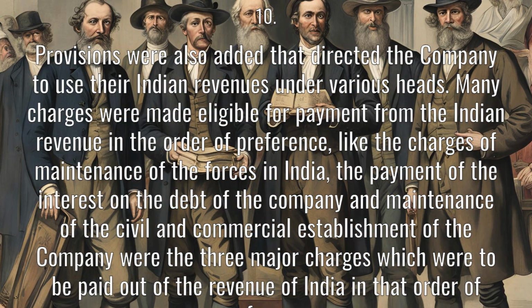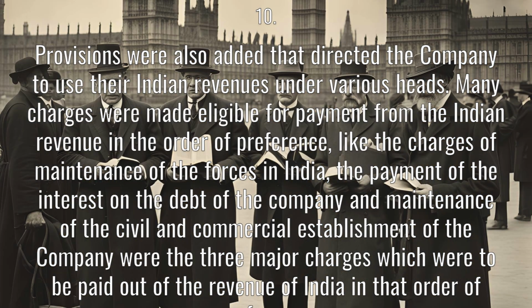Many charges were made eligible for payment from the Indian revenue in the order of preference. The maintenance of the forces in India, the payment of the interest on the debt of the company, and the maintenance of the civil and commercial establishment of the company were the 3 major charges which were to be paid out of the revenue of India in that order of preference.